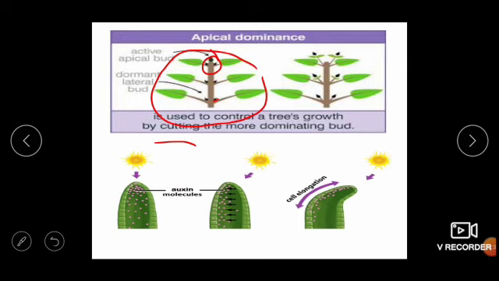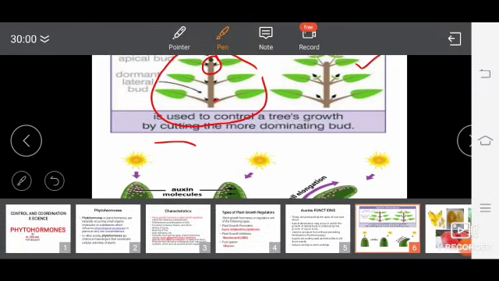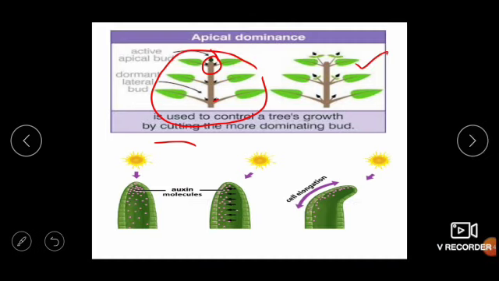Now what happens if the tip bud is present? The lateral buds will grow very slowly. Now, if you remove this apical bud, can you see in the second diagram, the lateral buds are growing very fast. So, in the presence of auxin, the lateral buds fail to grow, and this phenomenon is known as apical dominance. The apical bud is dominant over the lateral bud. It suppresses their growth.